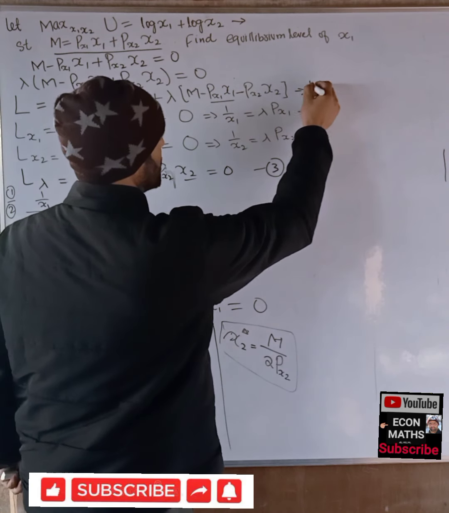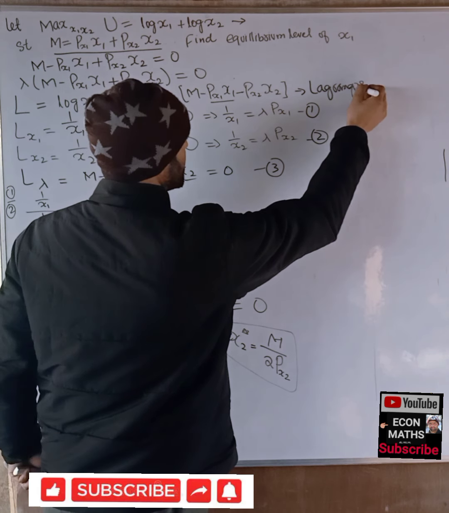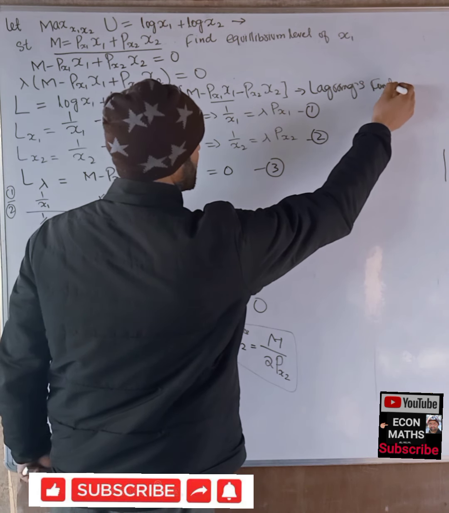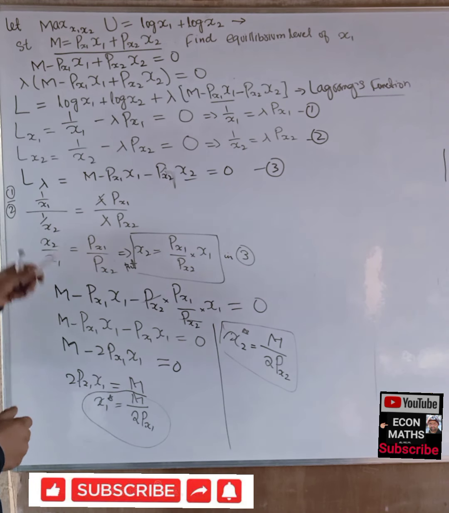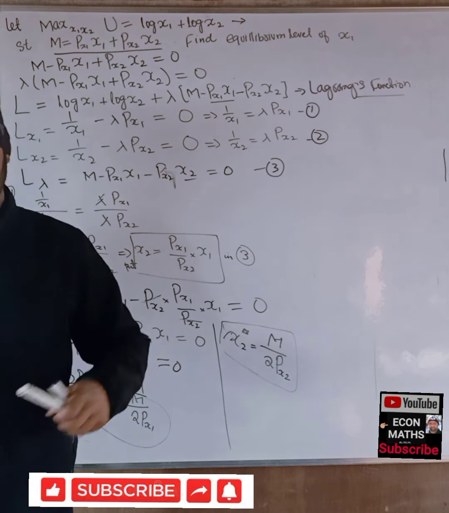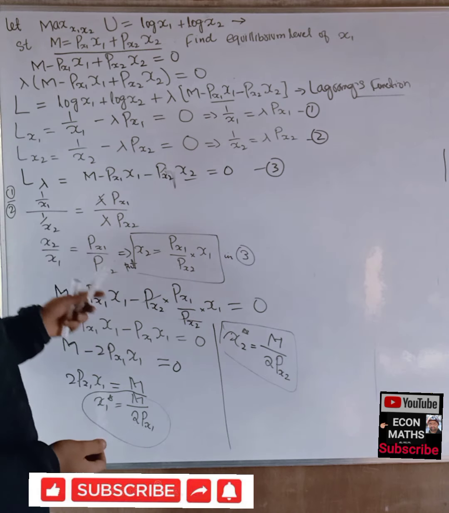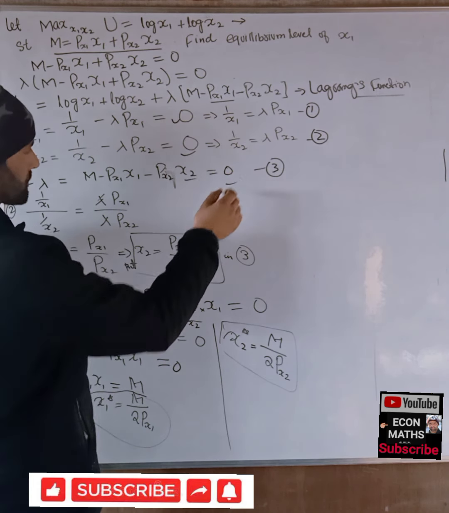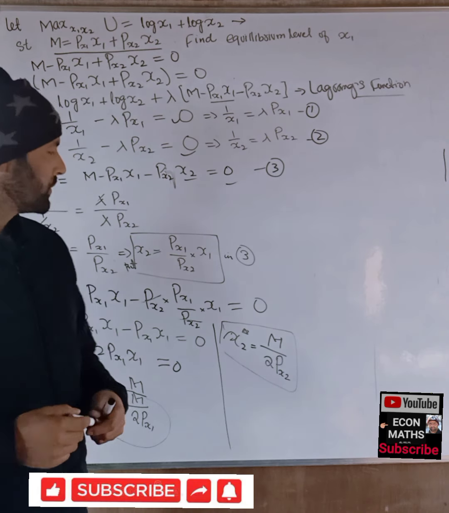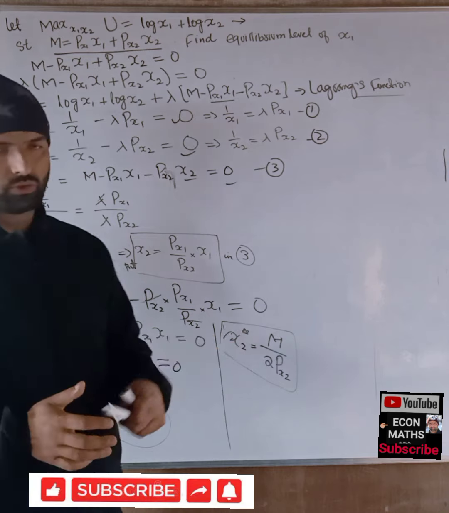So this became our Lagrange function. After that, we partially differentiated this Lagrange function with respect to x1, x2 and lambda, and set them equal to 0 simultaneously, as we have seen here. After that, we easily got the values of x1 and x2.